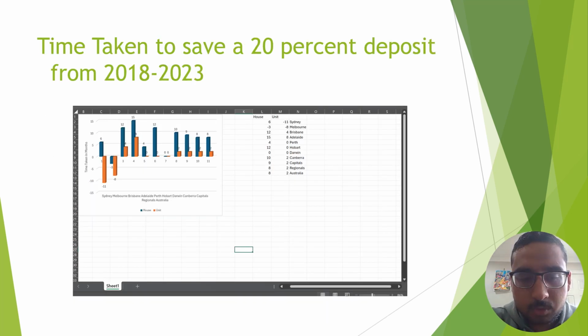Also, now this graph shows the time taken to save a 20% deposit from 2018 to 2023. This is also for both home prices and unit prices. So we can see that due to COVID, for certain unit prices there is a faster time to save the 20% deposit. But usually the national average is around 12 months to save that.